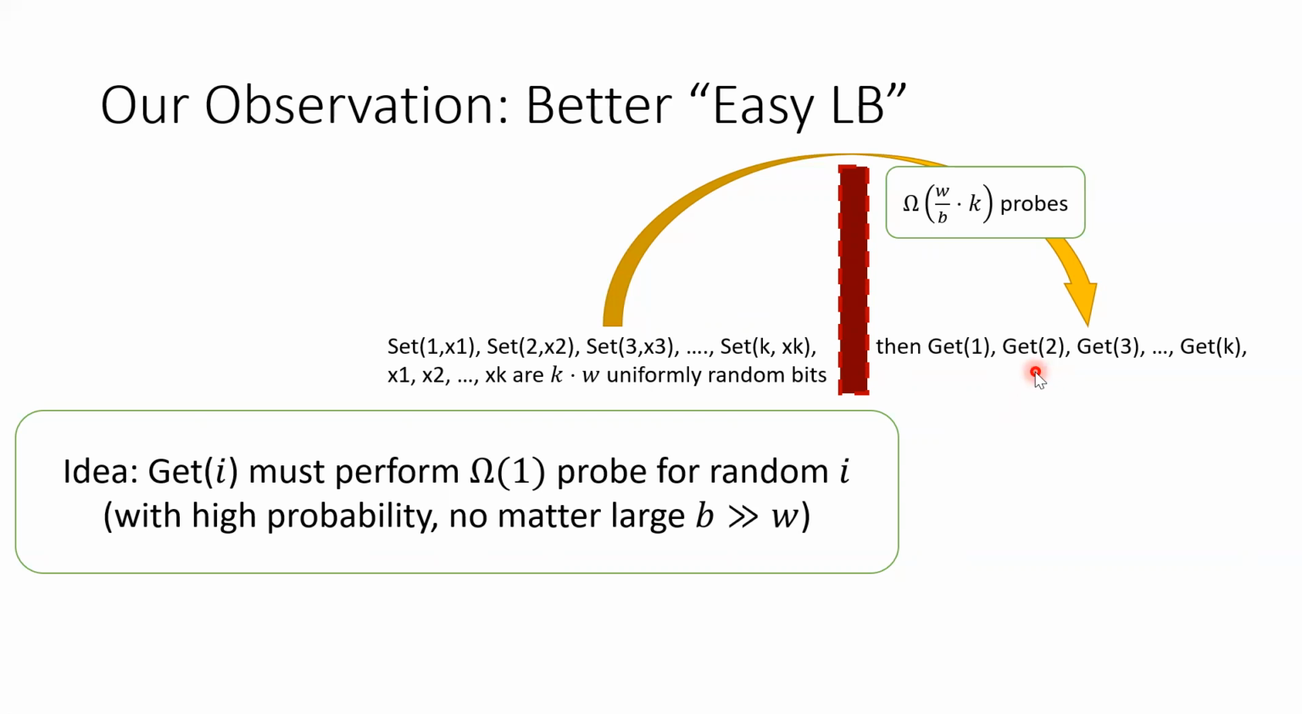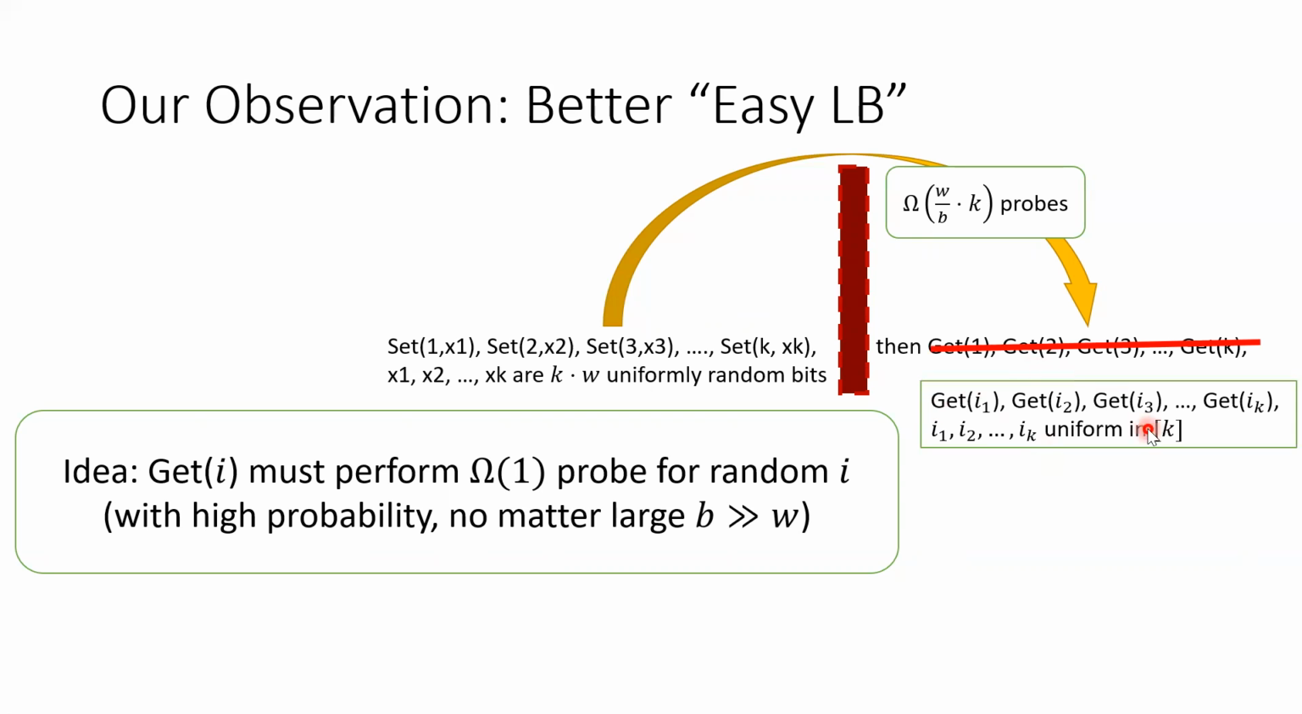And this is exactly our idea. We make the queries randomized. So every query is randomly chosen from the query space. Then every query will take roughly constant number of probes and increase the cost or improve the easy lower bound in the argument and slash out this W over B factor.